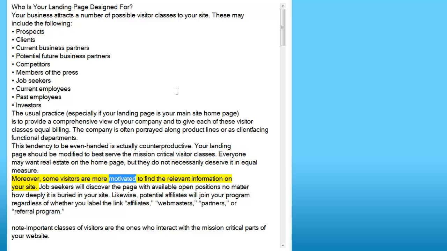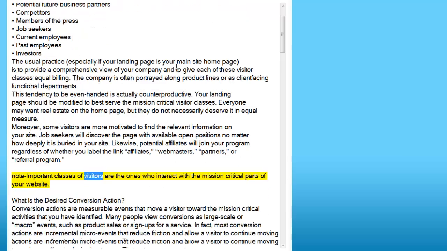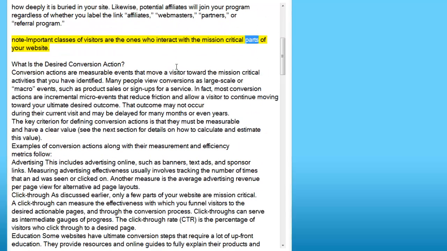Moreover, some visitors are more motivated to find the relevant information on your site. Job seekers will discover the page with available open positions no matter how deeply it is buried in your site. Likewise, potential affiliates will join your program regardless of whether you label the link affiliates, webmasters, partners, or referral program. Note: important classes of visitors are the ones who interact with the mission-critical parts of your website.